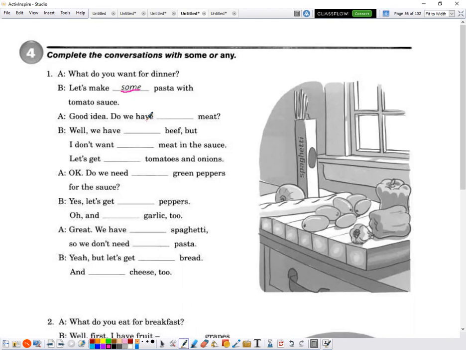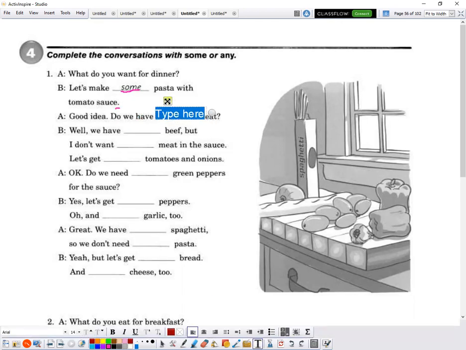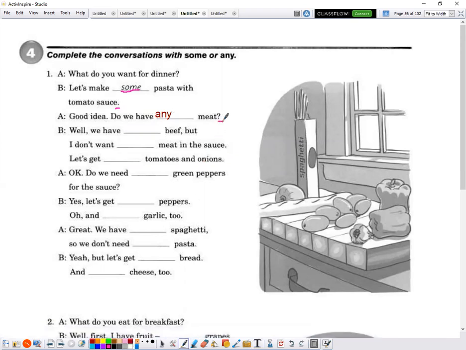Because it's affirmative. Yes. What does affirmative mean? Not negative. What does negative mean? It means it has "not". And it's not a question. It's just a statement like this: good idea. Do we have meat? Any. Why any? Because it's a question.